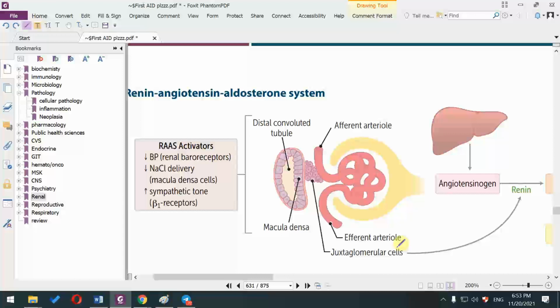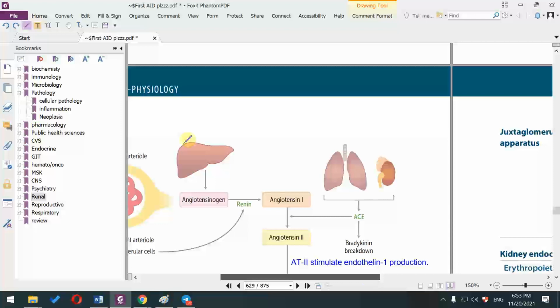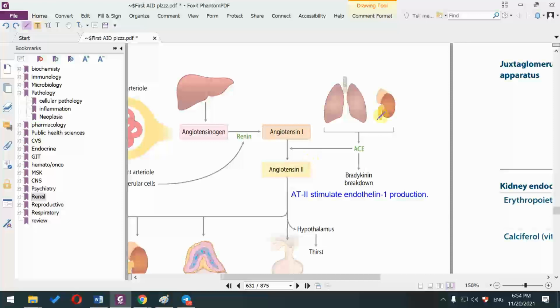So, what about increased sympathetic tone? Increased sympathetic tone goes to the juxtaglomerular cells and tells them, make me some renin, which is an enzyme. So, angiotensinogen is converted to angiotensin 1. This angiotensin 1 goes to the lung, to the endothelium of the vessels of the lung, and there they have this ACE, which is the angiotensin converting enzyme, which converts angiotensin 1 to angiotensin 2.